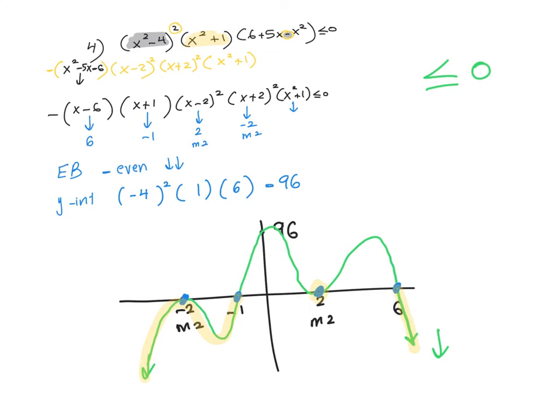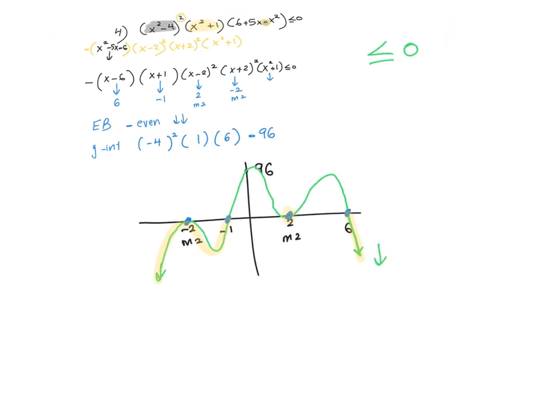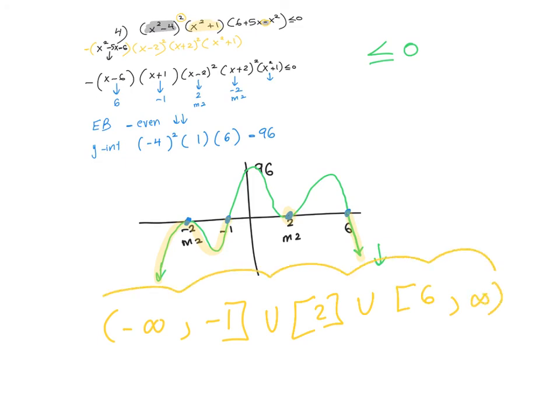So then my solution is going to be from negative infinity to negative 1 included. So I didn't need to split at negative 2 because all of this is included, including the x-intercepts. And then there is another x-intercept that's by itself. And then I need to go back again from 6 to infinity. So that would be the solution for such an inequality.